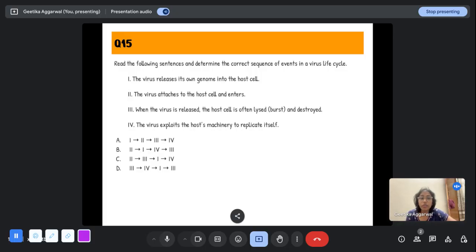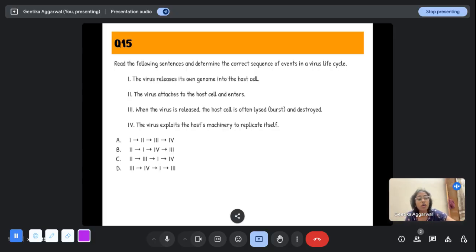Last question for today. Read the following sentences and determine the correct sequence of events in a virus life cycle. 1. Virus releases its own genome into the host cell. 2. Virus attaches to the host cell and enters. 3. When the virus is released, the host cell is often lysed and destroyed. 4. The virus exploits the host machinery to replicate itself. So, what is the correct order? A. 1, 2, 3, 4; B. 2, 1, 4, and 3; C. 2, 3, 1, and 4; or D. 3, 4, 1, and 3.